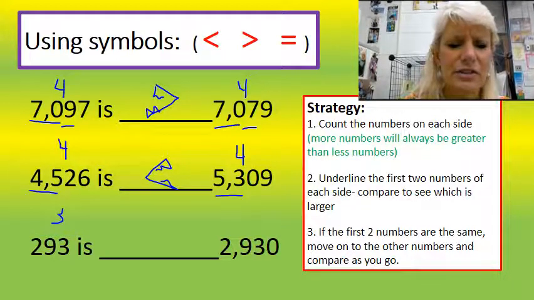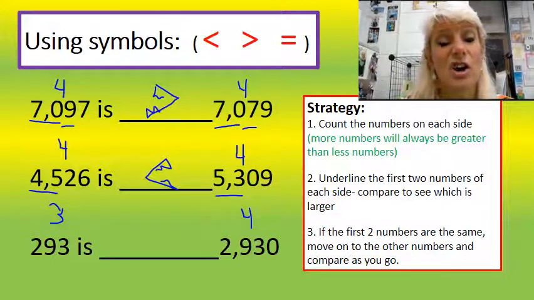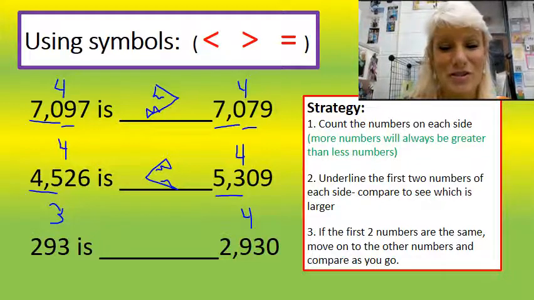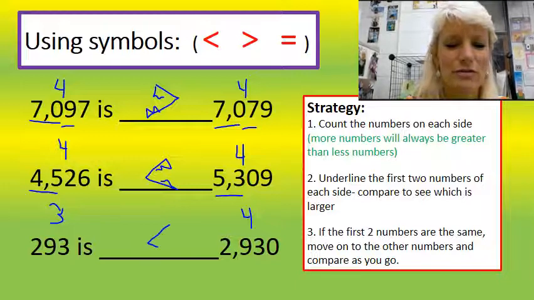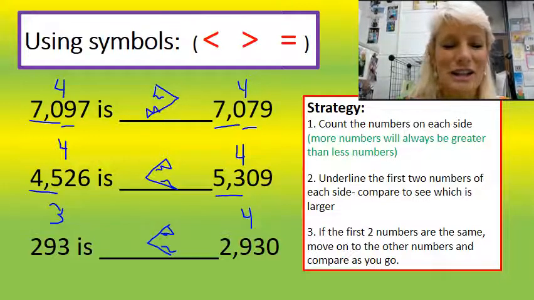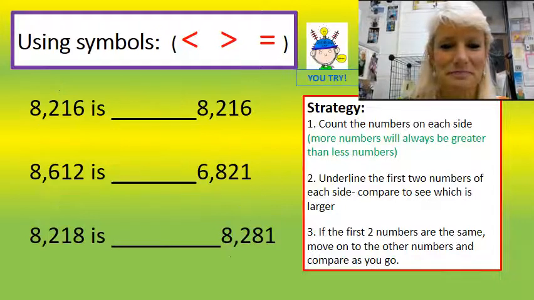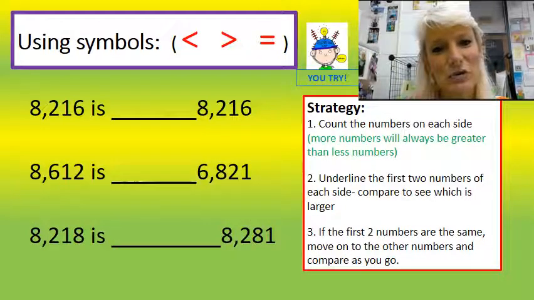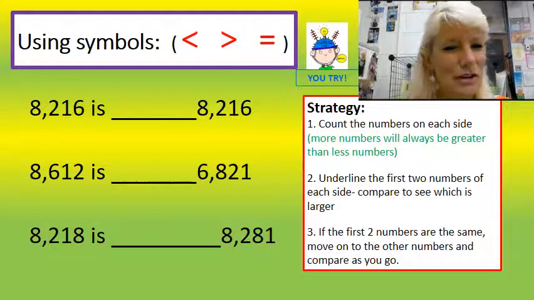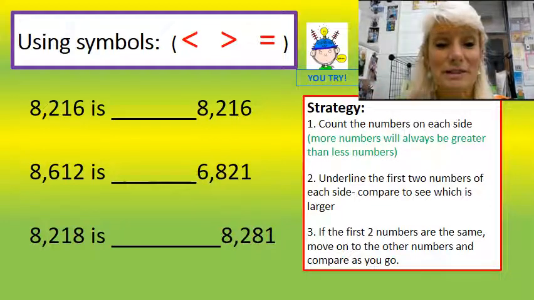The next one, I have 3 numbers, and then I have 4 numbers. And I know that the more numbers that you have is always greater than the smaller numbers. So I know that my greater value is over here. So 293 is less than 2,930. Let's have you try the next one. Go ahead, pause the video, you try it using those strategies, and come on back and we'll check it.